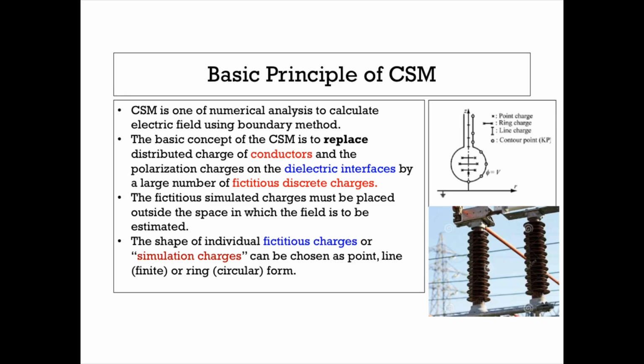Similarly, there are a few points we generally consider while applying the charge simulation method. These points are called contour points and checkpoints. We will see later on what is meant by contour point and checkpoint. So we conclude that the shape of individual fictitious charges or simulation charges can be chosen as a point charge, a line charge of finite length, or a ring or circular type of charge.